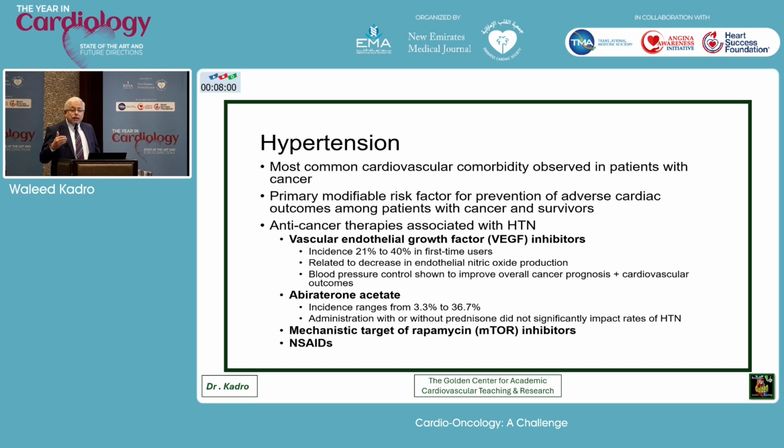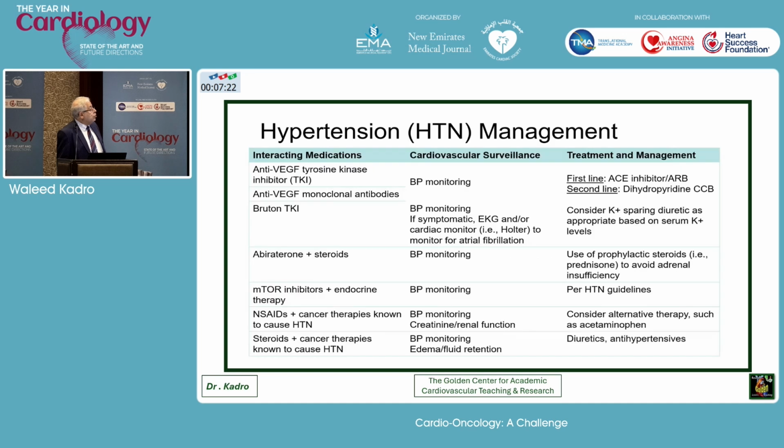And the other medication is abiraterone, which is an androgen antagonist used in the treatment of prostatic cancer. And the incidence here is also high, may reach 36%. And we know we give steroids or prednisolone with this medication to prevent adrenal insufficiency. Whether we are giving prednisone or not, that will not affect the incidence of hypertension due to this medication. We know also non-steroidal anti-inflammatory drugs are used too much, and we need to pay attention to the hypertension.